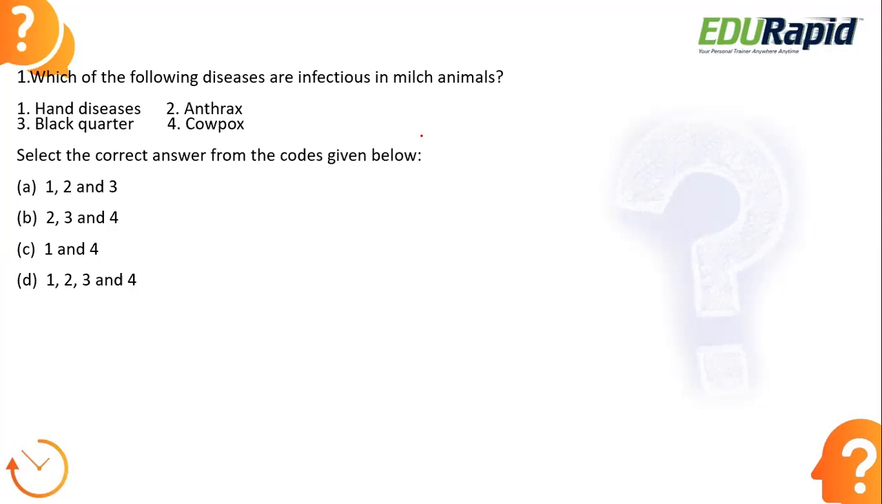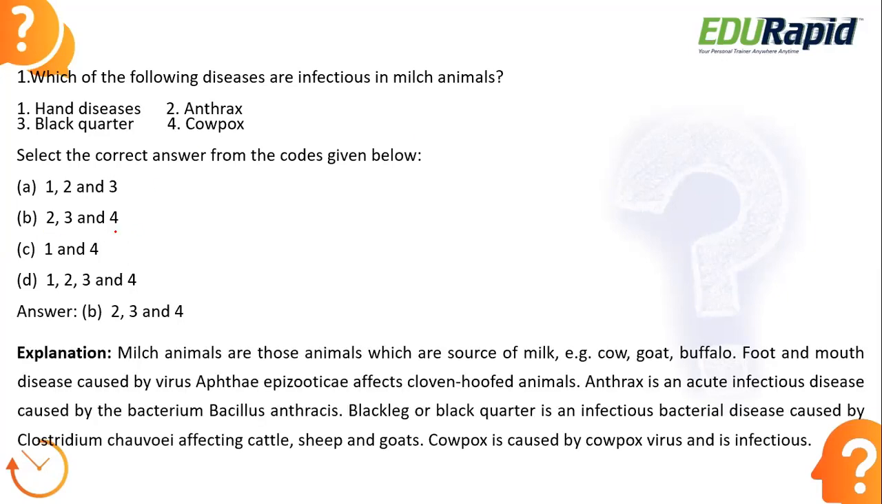Okay, now let us know about the right answer here. The right answer is option B, 2, 3 and 4. So here we have the second, third and fourth. According to the statement in the question, all of these are diseases that can be seen in milch animals. But what are these milch animals?